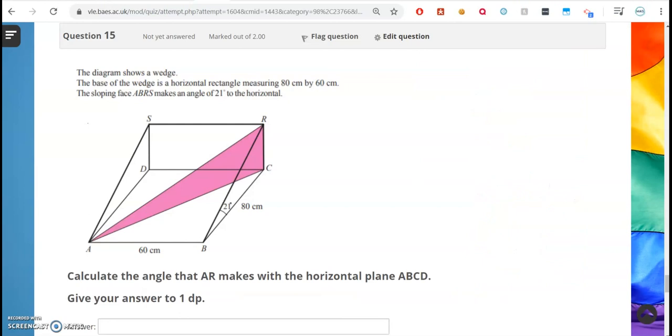The diagram shows a wedge. The base of the wedge is a horizontal rectangle measuring 80 centimeters by 60 centimeters. The sloping face ABRS makes an angle of 21 degrees to the horizontal. Calculate the angle that AR makes with the horizontal plane ABCD. Give your answer to one decimal place. So we're looking at this angle here.